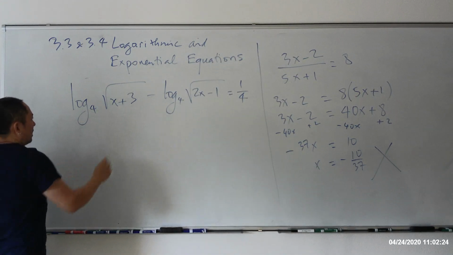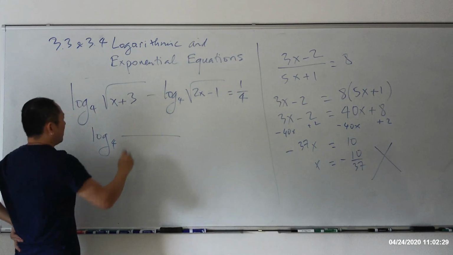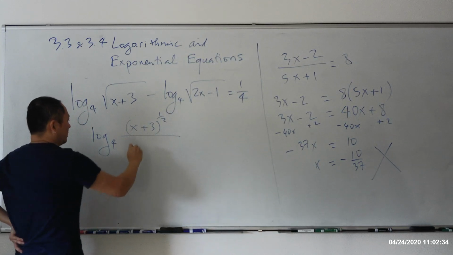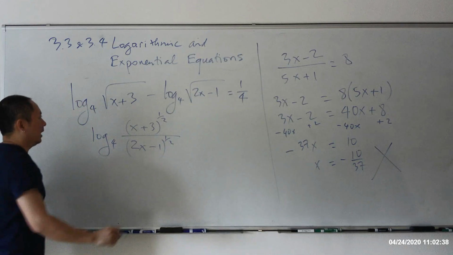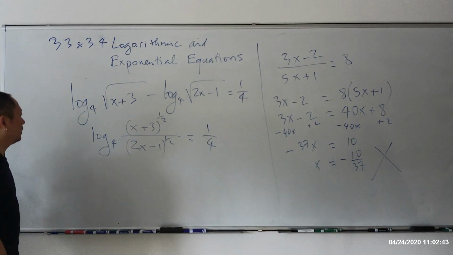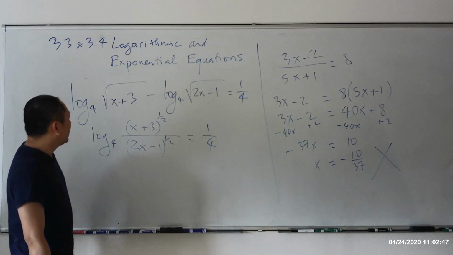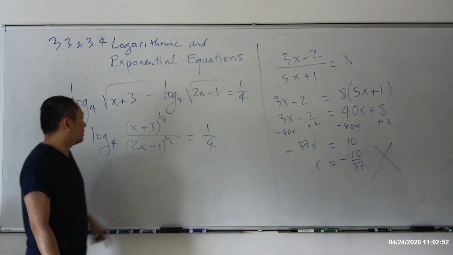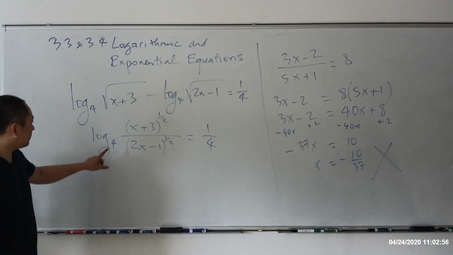So on the left-hand side, we have log base 4 of a fraction. The top is x plus 3 to the 1/2. The bottom is 2x minus 1 raised to the 1/2 as well. And everything equal to 1/4. You guys see that I've been doing two steps in one. I can break that radical back to the exponent, and I combine the two logs, and it's a difference. Subtraction becomes a fraction.